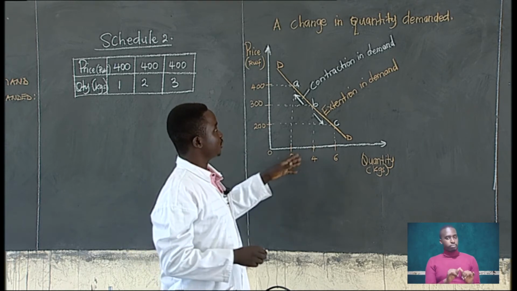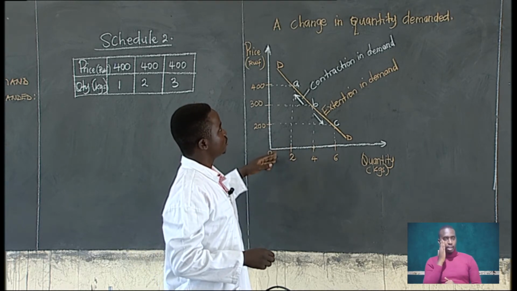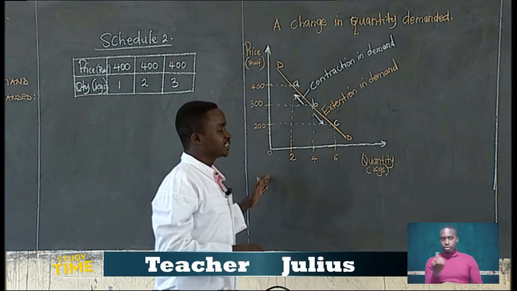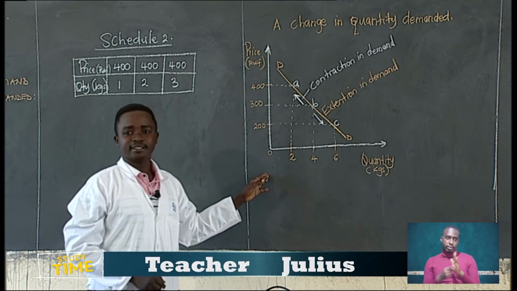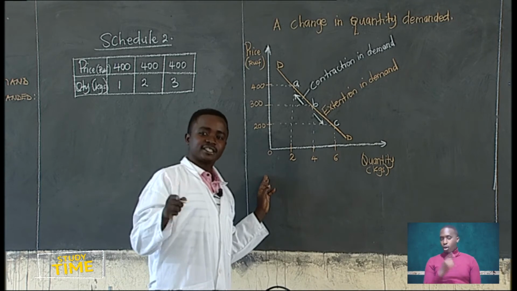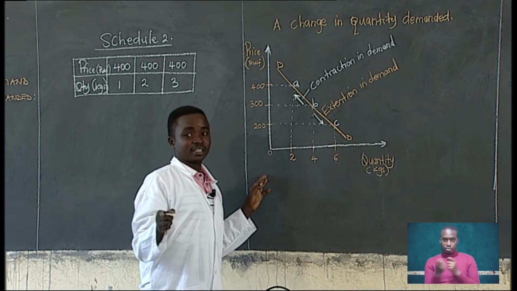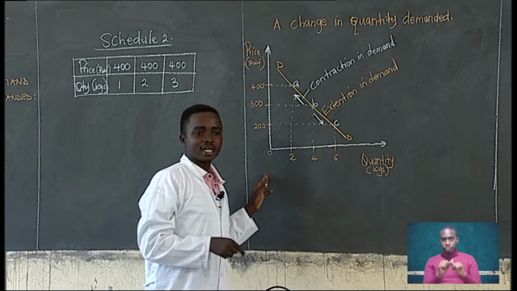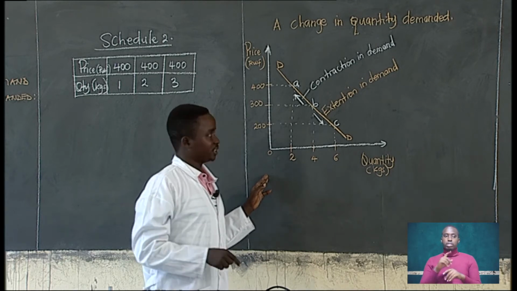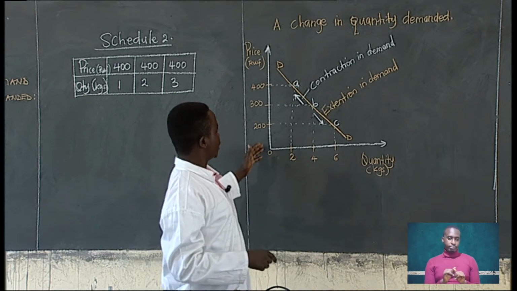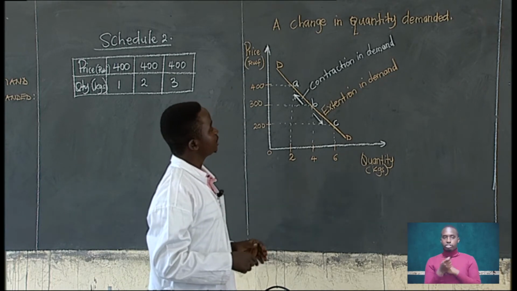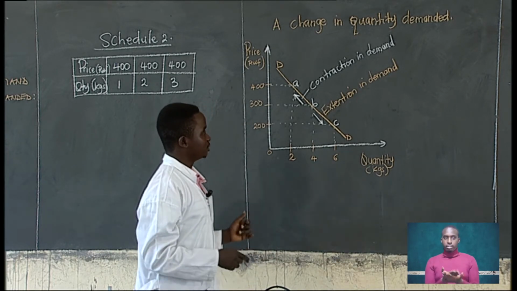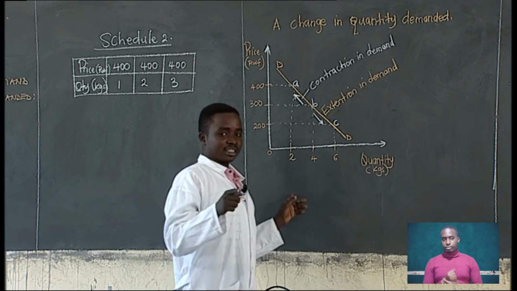You have to know how to distinguish these two. Here, it is only price changing when other factors that influence demand are kept constant. So this curve now represents a change in quantity demanded, a decrease and an increase.